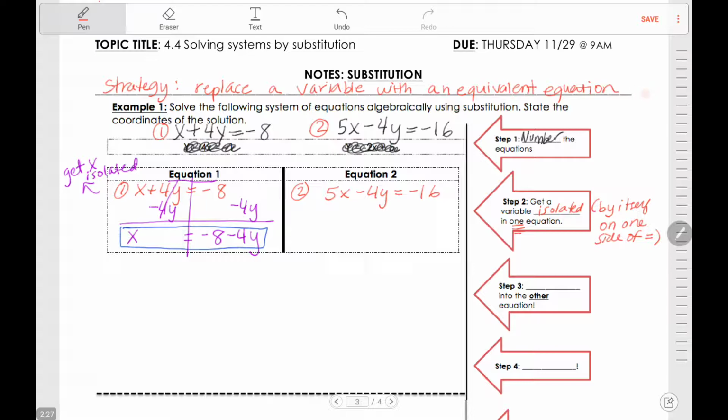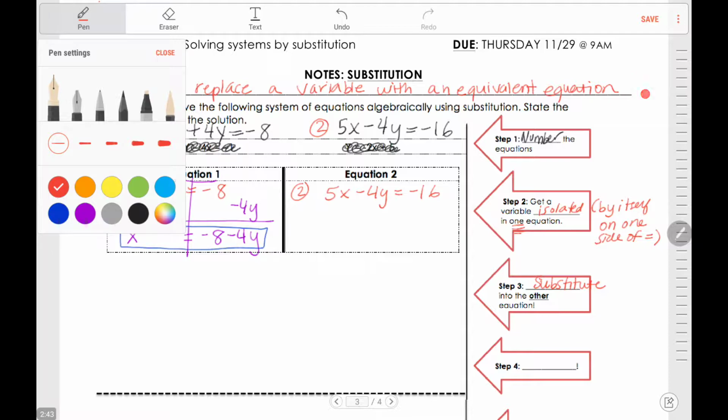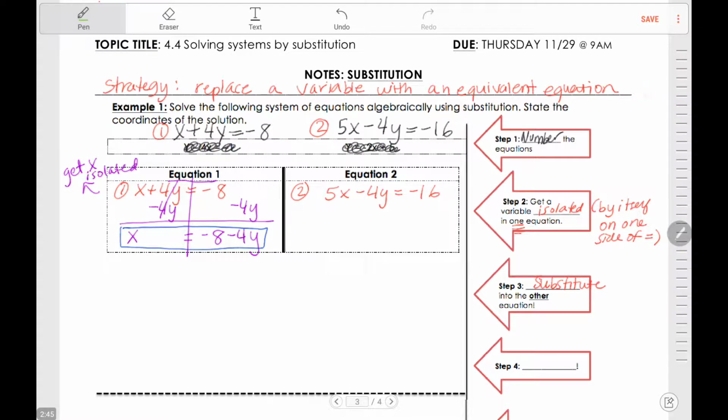Okay? Now, step 3 is to substitute the x that I solved for into the other equation. So let me show you what I mean by that. And we've seen this in class. So that means everywhere there's an x in my second equation, it only shows up once, I'm going to replace it with this expression that I found that's equal to x, okay?